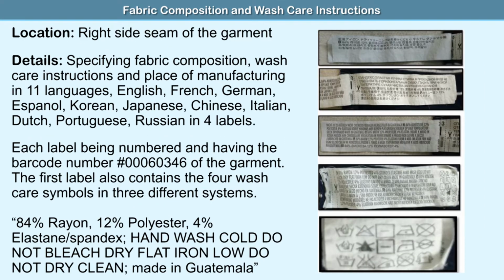The location is right side seam of the garment. The details specify fabric composition, wash care instructions and place of manufacturing in 11 languages, English, French, German, Espanol, Korean, Japanese, Chinese, Italian, Dutch, Portuguese, Russian in 4 labels. Each label being numbered and having the barcode number of the garment. The first label also contains the 4 wash care symbols in 3 different systems.